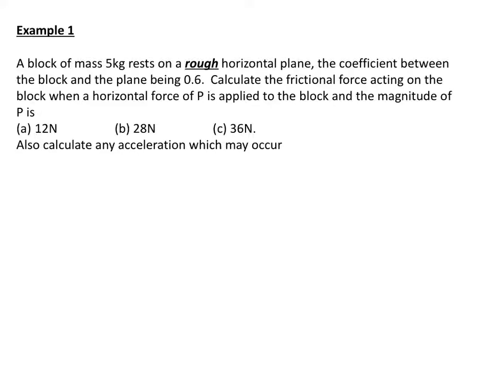So here we've got a wee example. A block of mass 5 kilograms rests on a rough horizontal plane. This word rough is very, very important. It tells us it's not smooth and that we have to involve friction. The coefficient of friction between the block and the plane is 0.6, so we can write mu is 0.6. Calculate the frictional force acting on the block when a horizontal force P is applied and the magnitude of P is such and such. The first thing I'm going to do is imagine this situation.